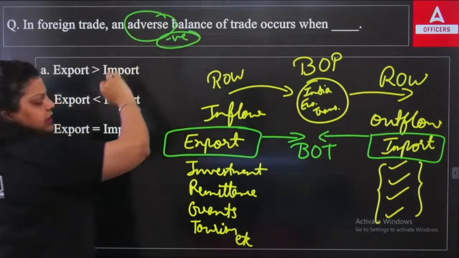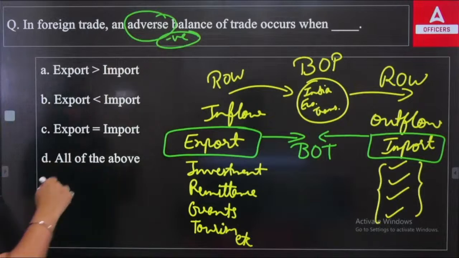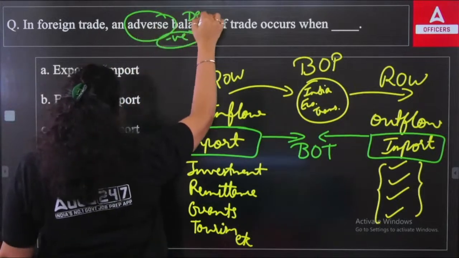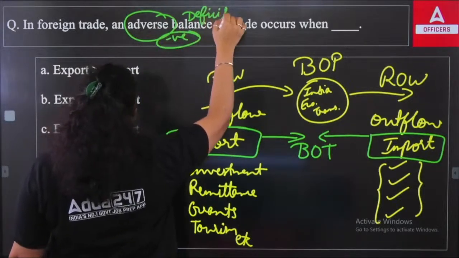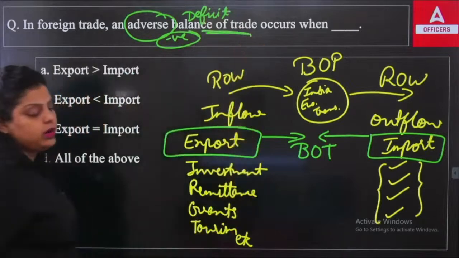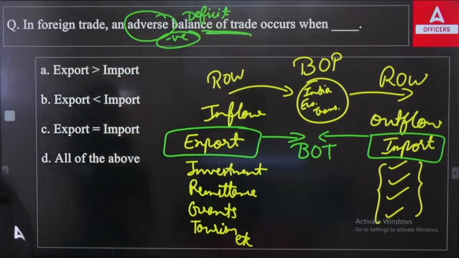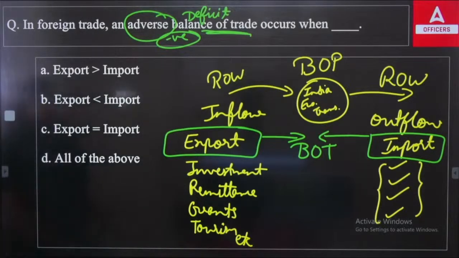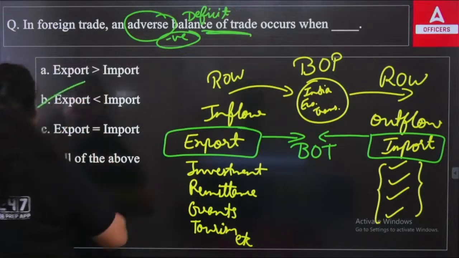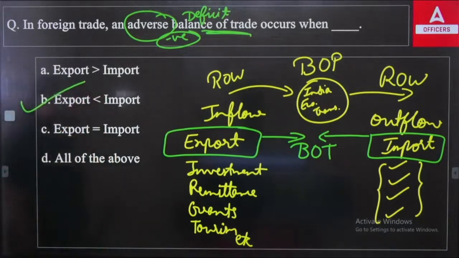It's a negative word, na? Adverse means negative. You can call it a deficit balance of trade, or an adverse balance of trade, or an unfavorable balance of trade. All are the same, है ना? And it happens when your imports are more than the exports. So the right answer here will be option B. Export is less than import.